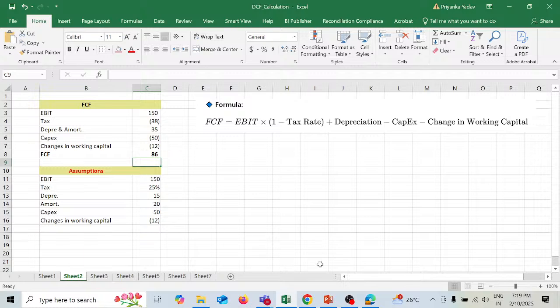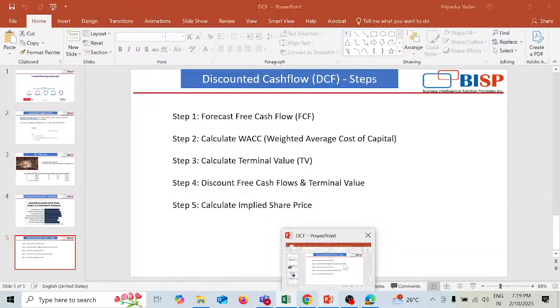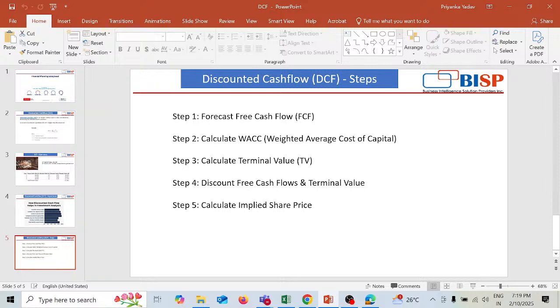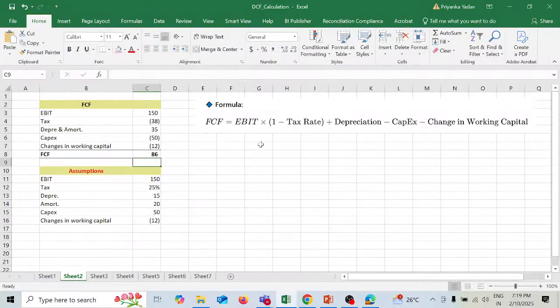So first step done. If I show you the slide, first, forecasting free cash flow. With the help of certain assumptions, we have forecasted free cash flow. Second step, we have to calculate WACC over here. So let's see how this is done. I'll go to the second sheet now.